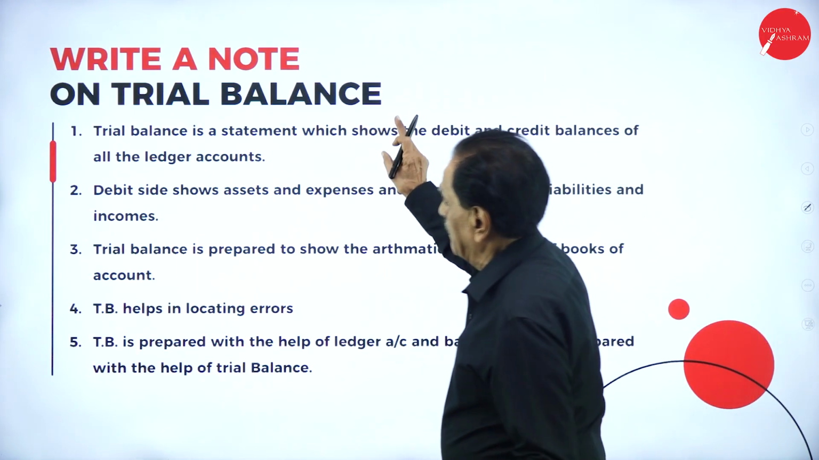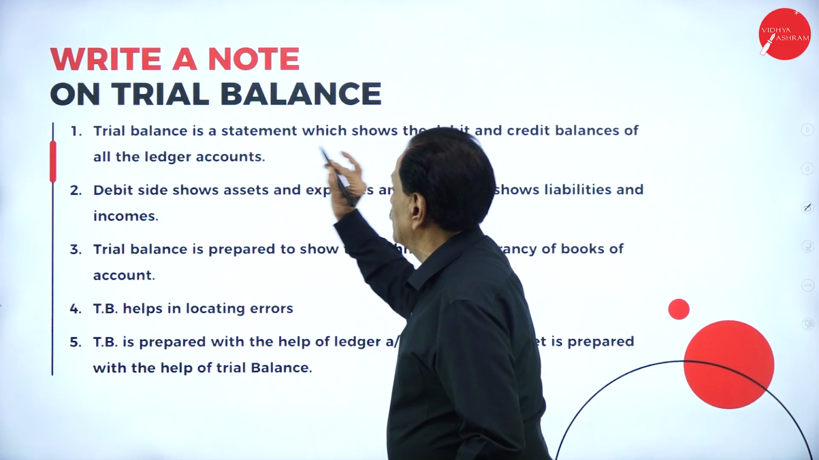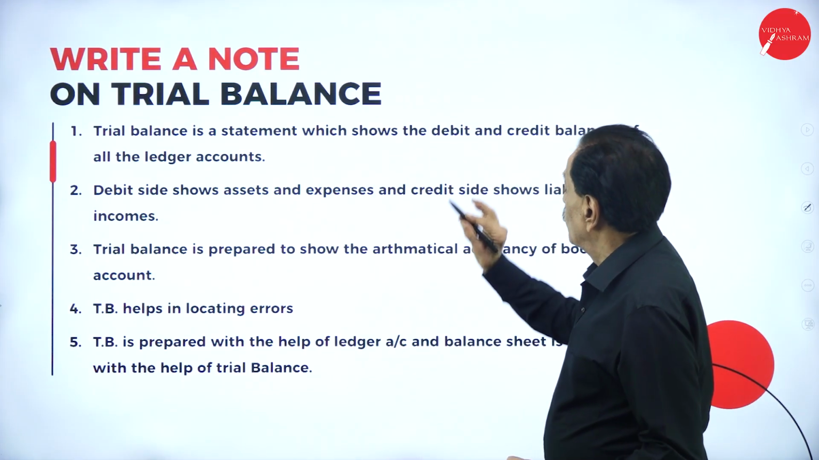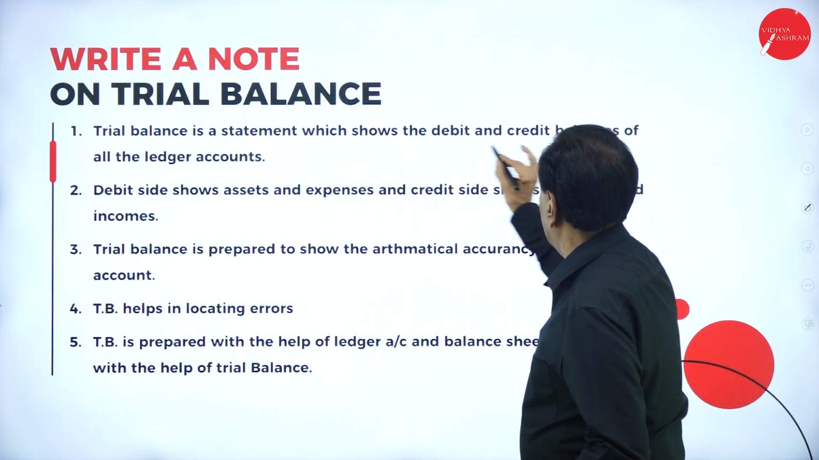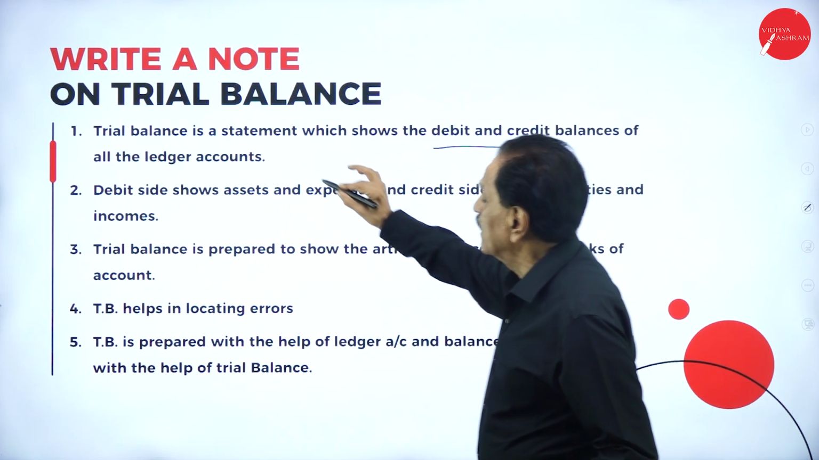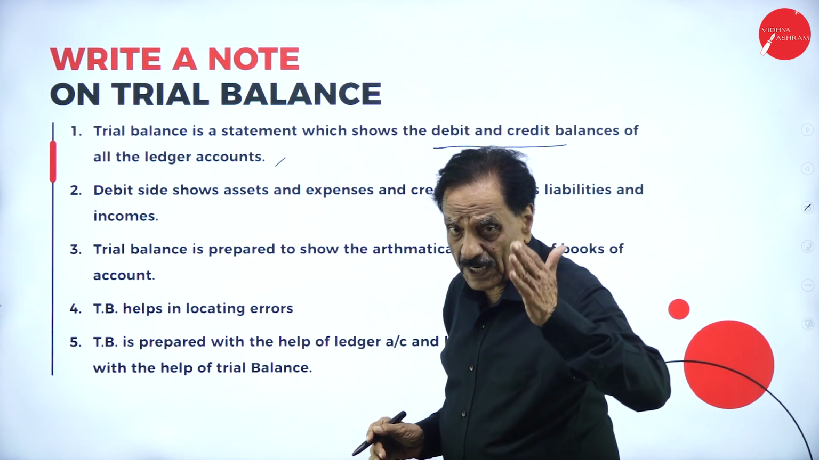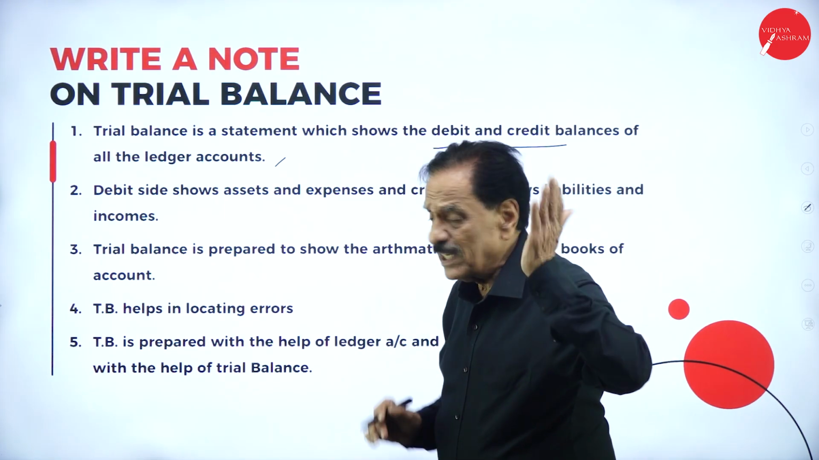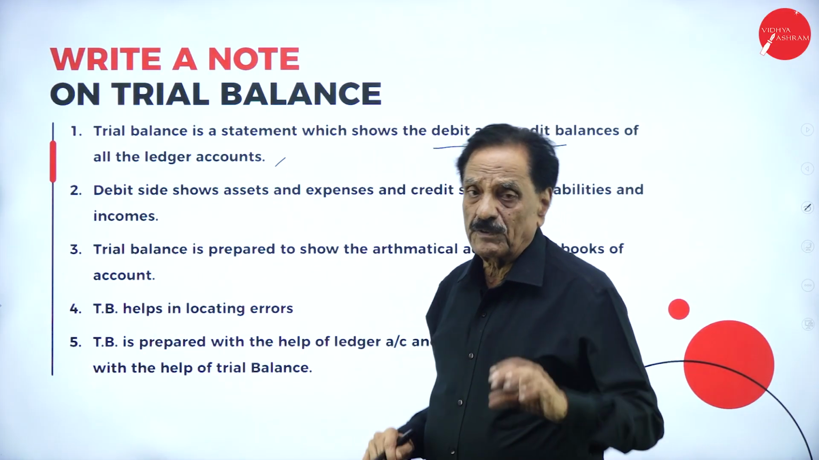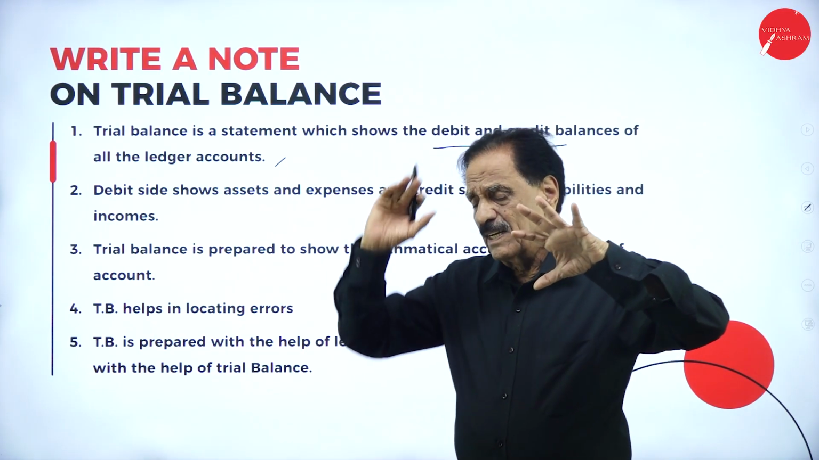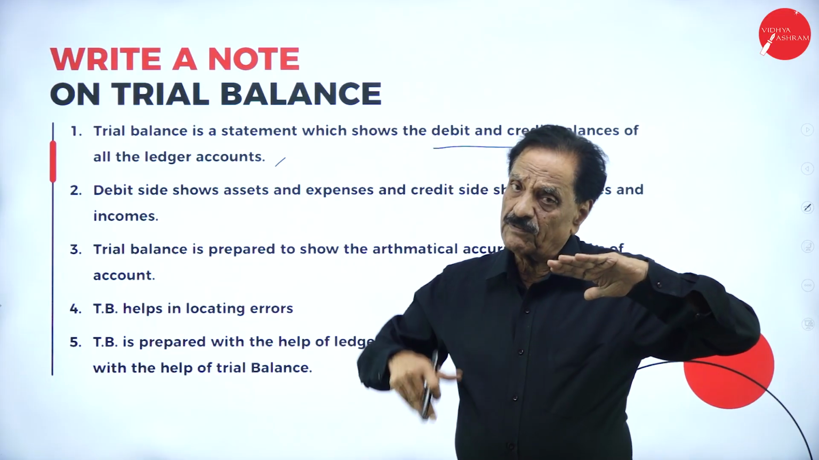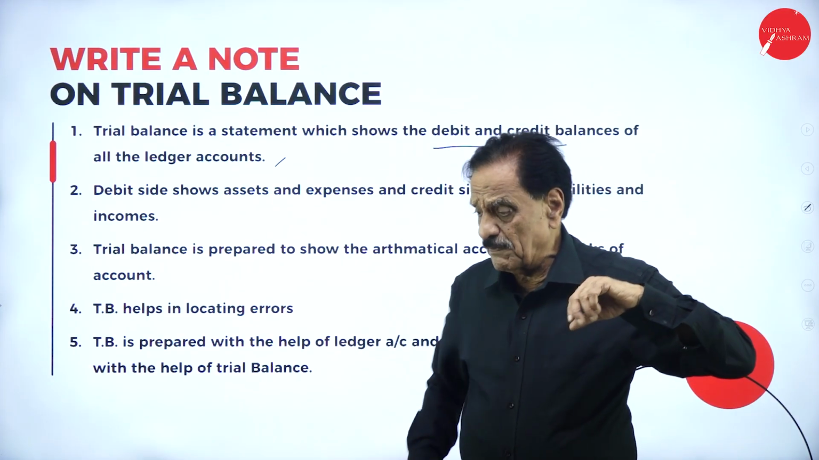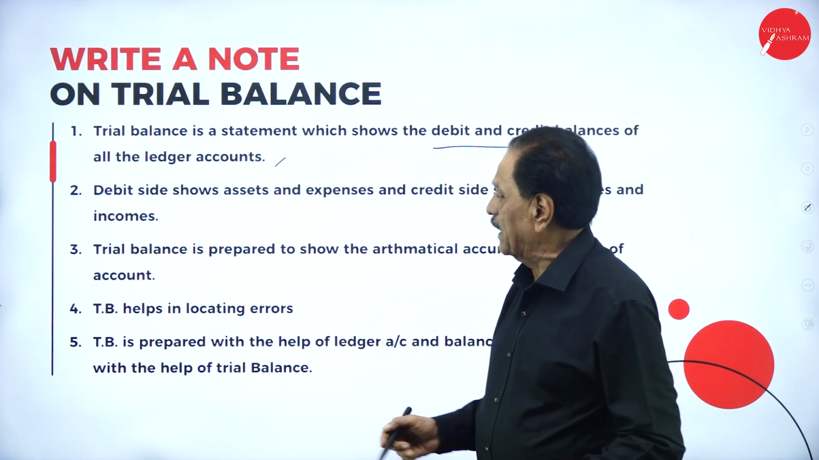Write a note on trial balance. A trial balance is a statement which shows the debit and credit balances of all the ledger accounts. First, we pass the journal entry, then ledger, then trial balance. How will it be? First the journal entry, and we prepare the ledger account of each item. Then it will be transferred to an account called trial balance.